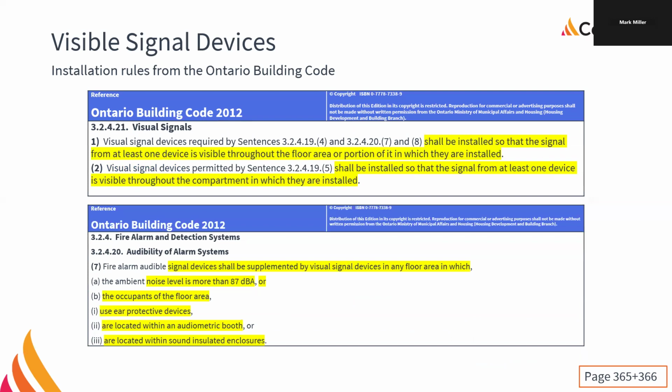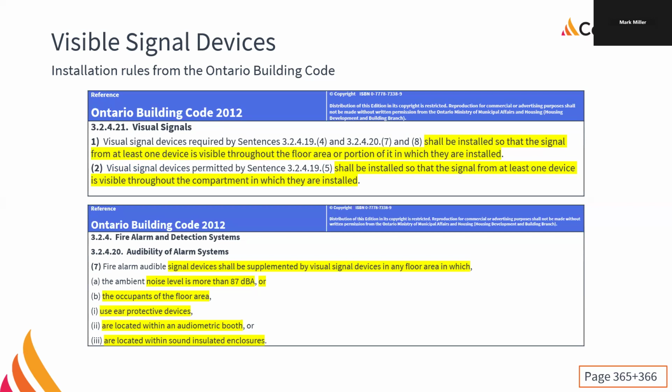Anywhere that we have to put in visual signal devices, we have to install them so you can see them. Makes sense. So no matter where you are in the floor area or portion of it where they're installed, even if you're standing right in the corner of the room, you have to be visible, line of sight, to at least one strobe, which totally makes sense. Right?